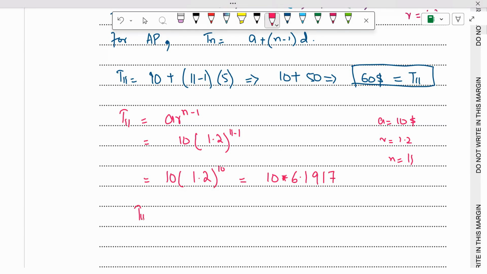So on the 11th birthday, she will get $61.917 from her mother. And we can see that her father gave her $60 and her mother gave her $61.917, which is greater than $60.